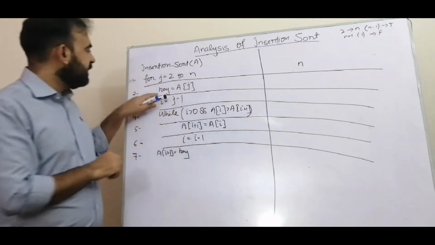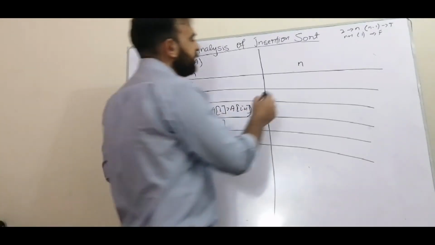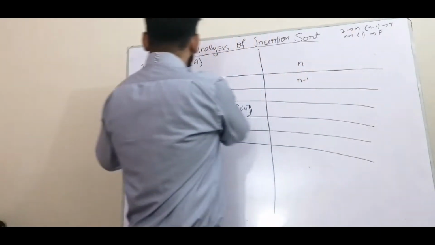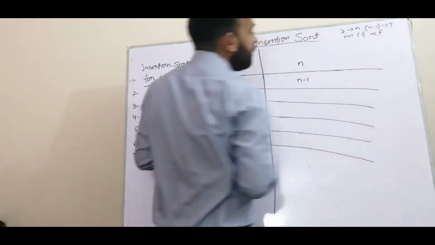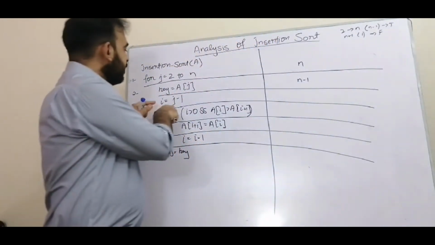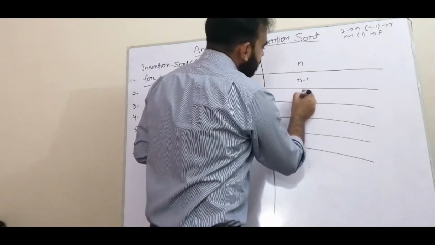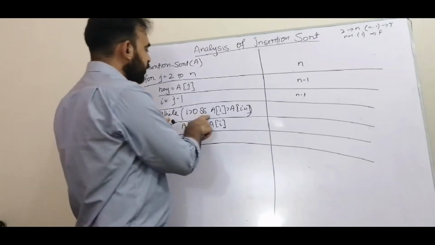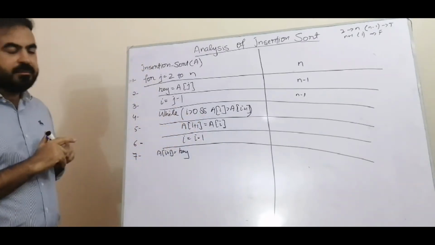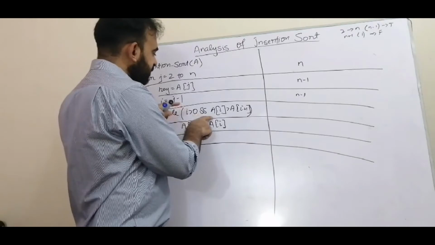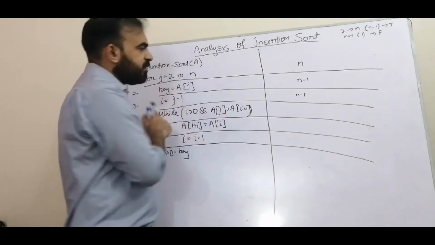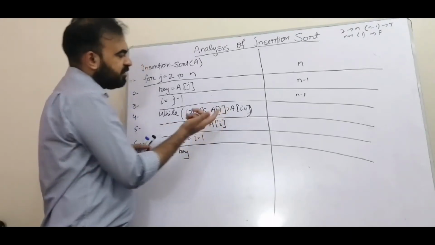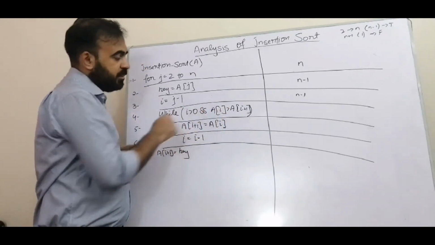Then the second instruction, it is inside the loop, so it will be executed n minus 1 times, because when the loop condition will be false, this instruction will not be executed. The third statement has also the same status, so it will also be executed n minus 1 times. Fourth statement. Now here comes the technical part. This is technical because this instruction basically depends upon the type of input. For different input, sometimes this instruction will be true, and for some different input, sometimes this instruction will be false.